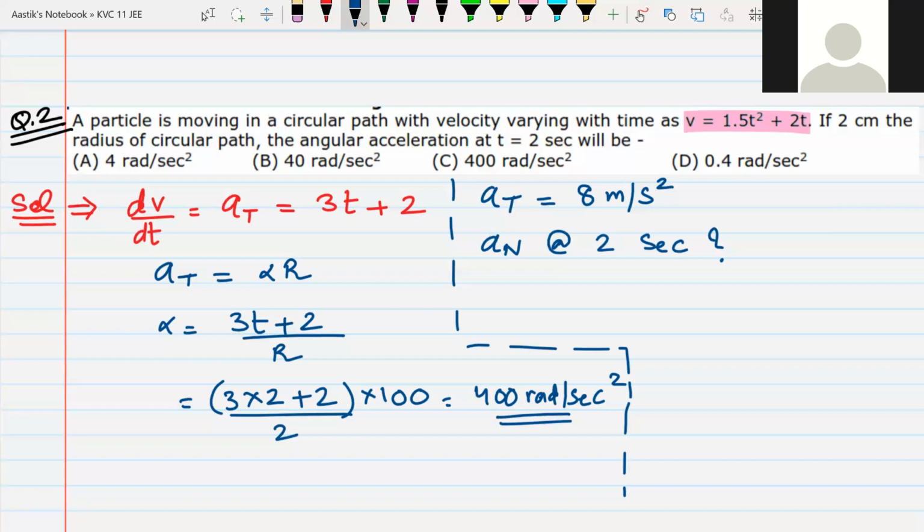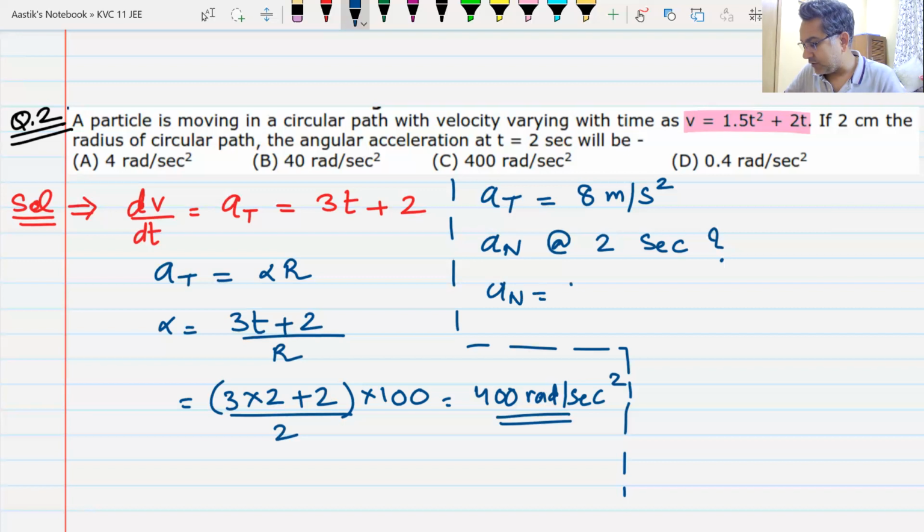Yes. Can you find the normal acceleration at 2 seconds? Radian per second square, sir. How will you do it? To find the normal acceleration, you can do it this way. Find it from V square by R. Yes or no?